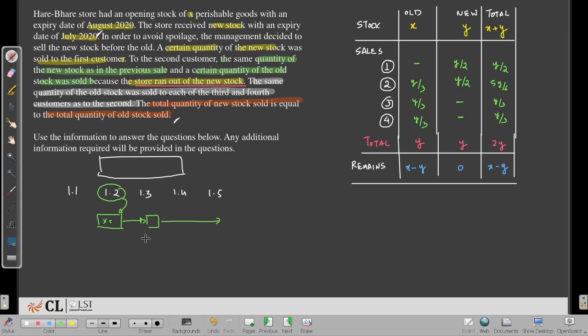So we will look at any additional information given in any question as valid information to be used for the subsequent questions.